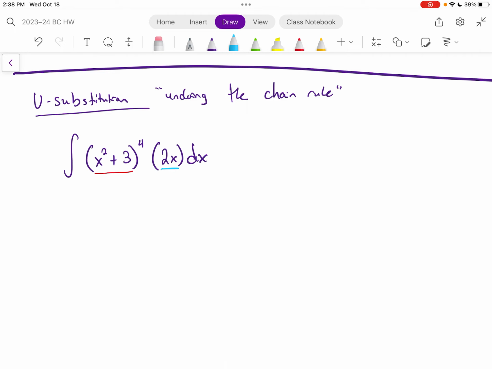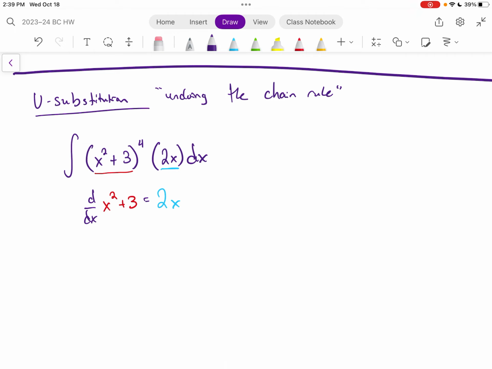And I think you guys would agree that if I look at the derivative of the red function, this thing is that blue function. So if we see a function and its derivative, it's an indication that the chain rule has happened. And I could potentially FOIL this thing out on the left. I could FOIL out x squared plus 3 to the fourth, but that sounds very messy, and I don't necessarily want to do that.